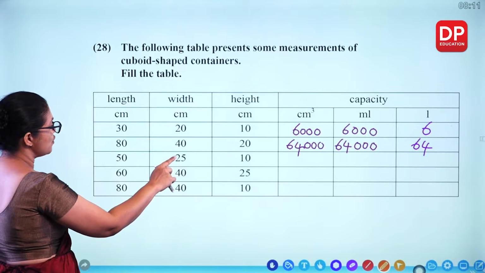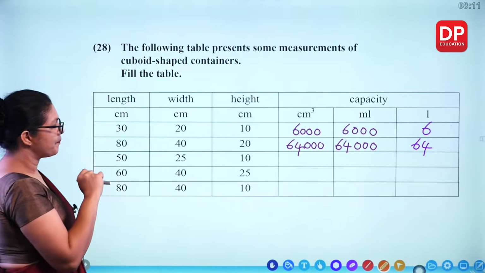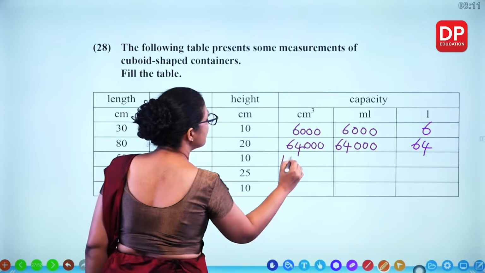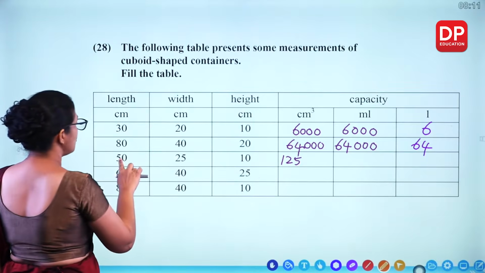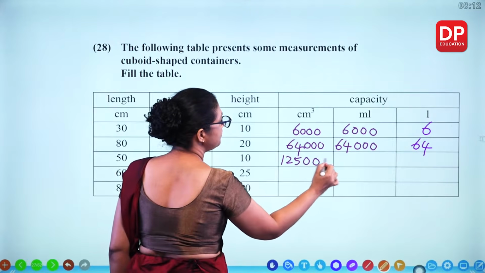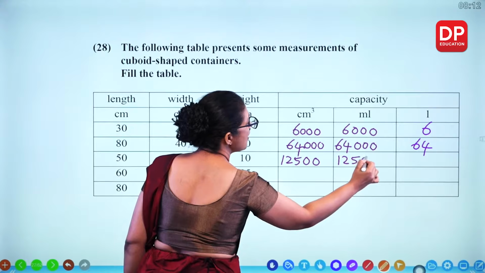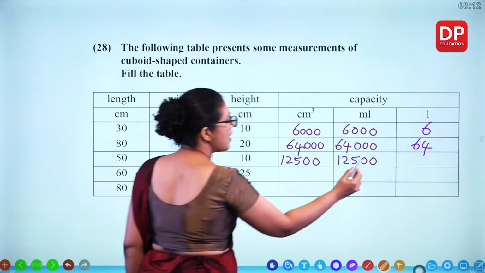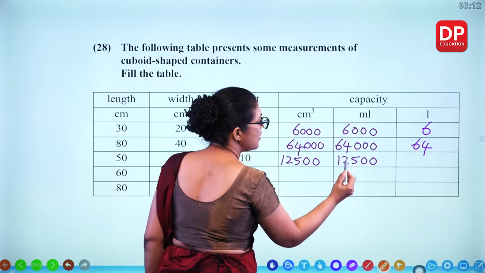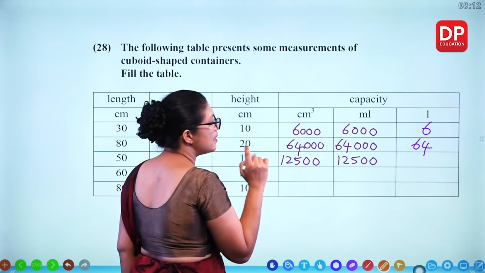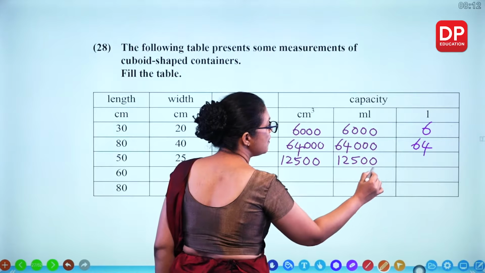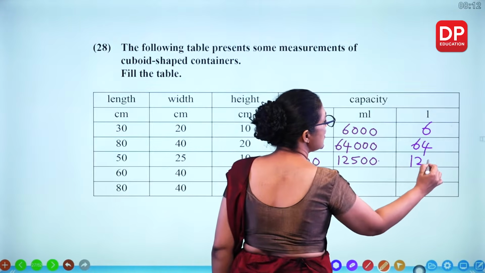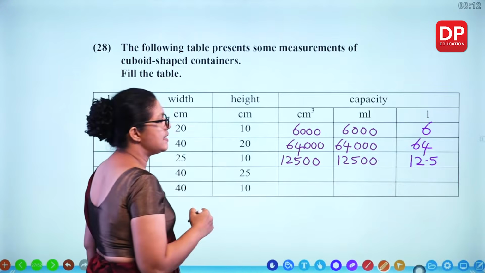Here, what can we do? 25 times 5. 25 times 5 is 125. 2 zeros. 125, 2 zeros. That means 12,500. And divide by 1000. 3 places to the left. You have to move the decimal point 3 places to the left. So you get 12.5 liters.